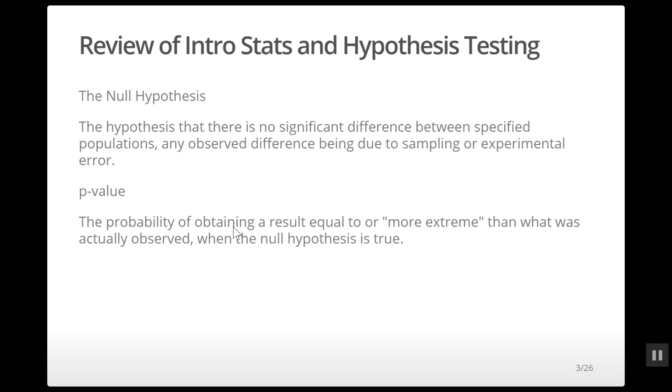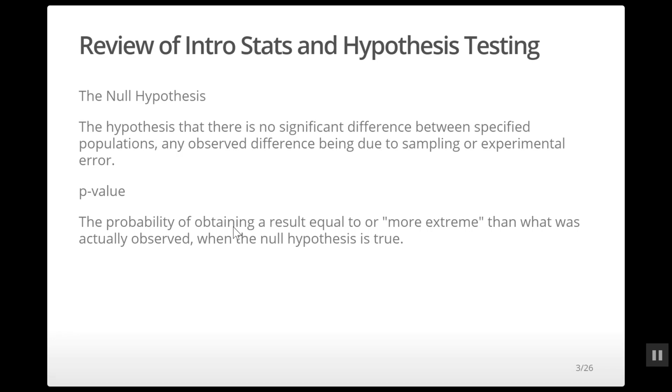Now, when you take your data, you're not going to get the exact same proportion for both groups. And so the question is: could the difference between proportions be attributed just to the random sampling, or is it an indication that the populations are different, right? So we always set that up. The null hypothesis would be that there's no significant difference between the specified populations, and that any observed difference is due to sampling or experimental error.